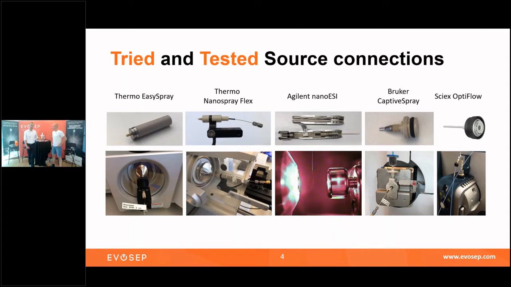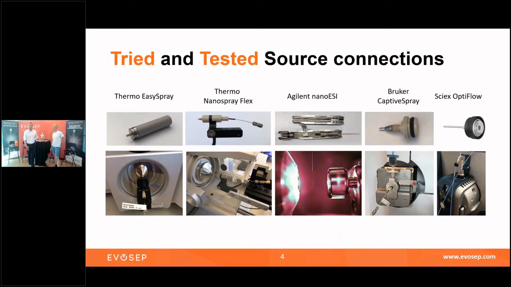I guess a very important message is that the core technology is more or less the same for all the different mass specs, but we do have different adapters that will allow you to connect to the EASY-Spray source, to the Flex source, to the CaptiveSpray source for Bruker, and also the OptiFlow from Sciex. We don't have a lot of experience with this source, but in theory, it should work really nicely because it's basically just connecting to their solution. So as you can see on this slide, these are the different bits and pieces that you would need. We've tried all of them and they work really well.